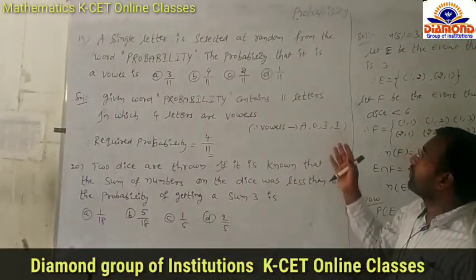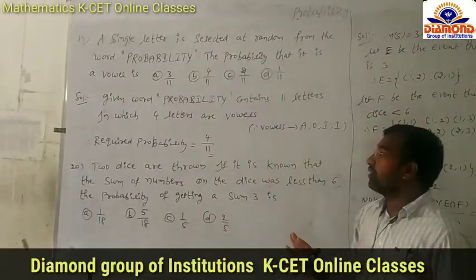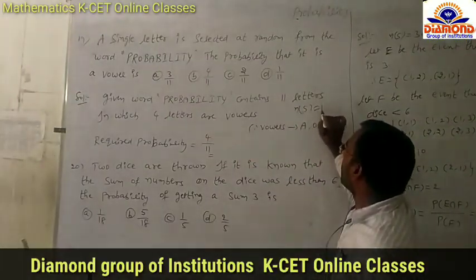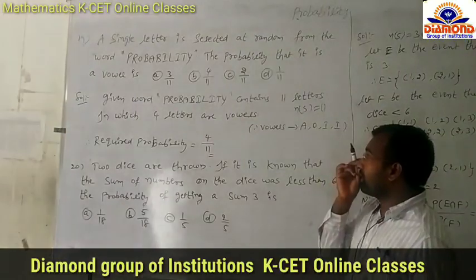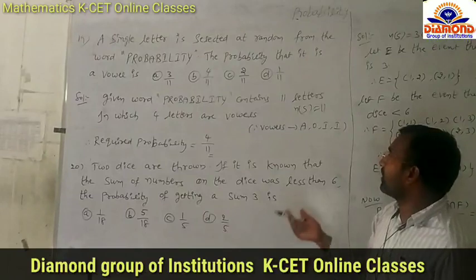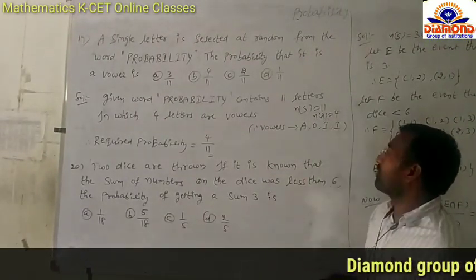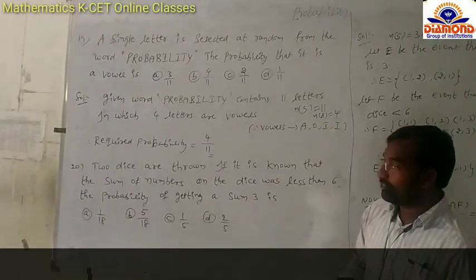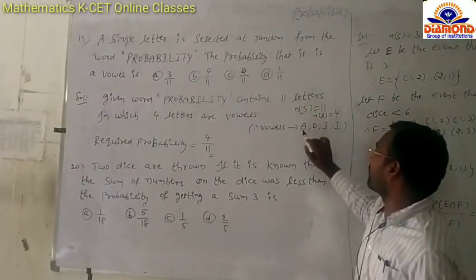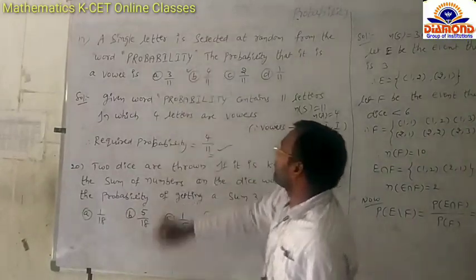So here, finding that the selected letter is a vowel: N of S equal to what? N of S is the total number of letters, 11. Now, how many vowels? 4, so N of A equal to 4. What is the required probability? P of A equal to N of A by N of S, which equals 4 by 11. So the option is B.